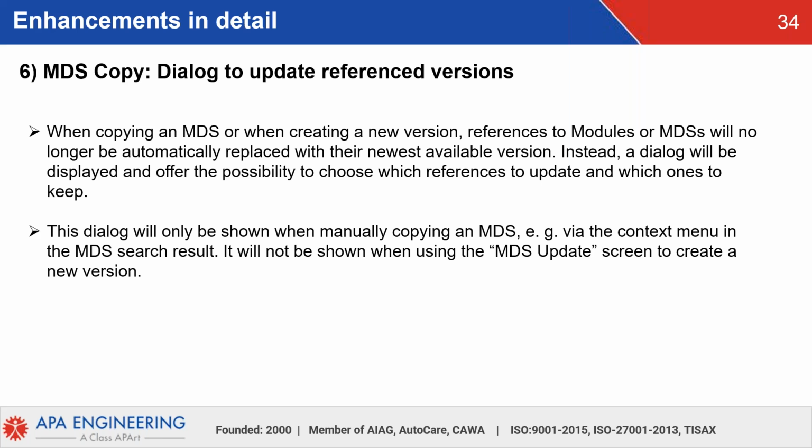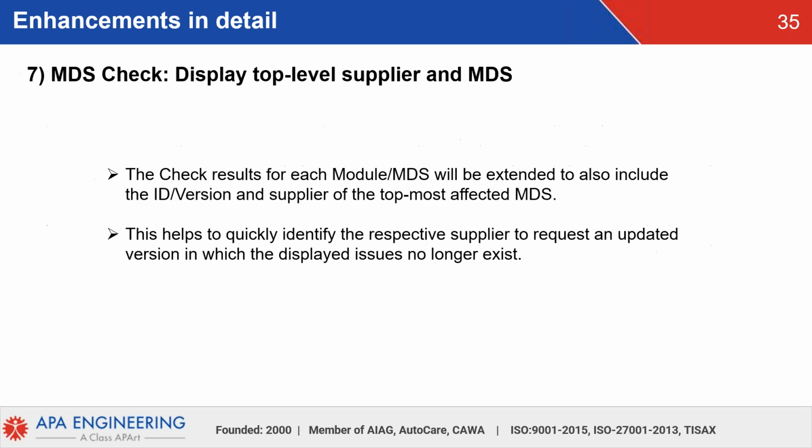So this is one of the updates of this 14.3 release. These are the functional changes which are going to happen in the 14.3 release. Coming to the check changes, the first change is to display the top level supplier and IMDS ID. Once after creating an MDS, if you're going for a check, you'll be shown some results like type, material, and so on.